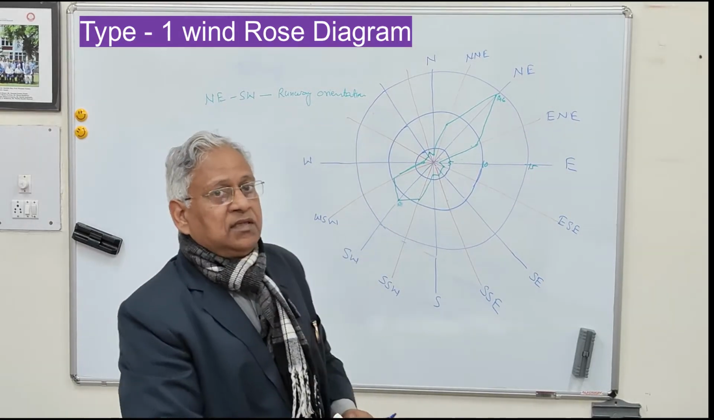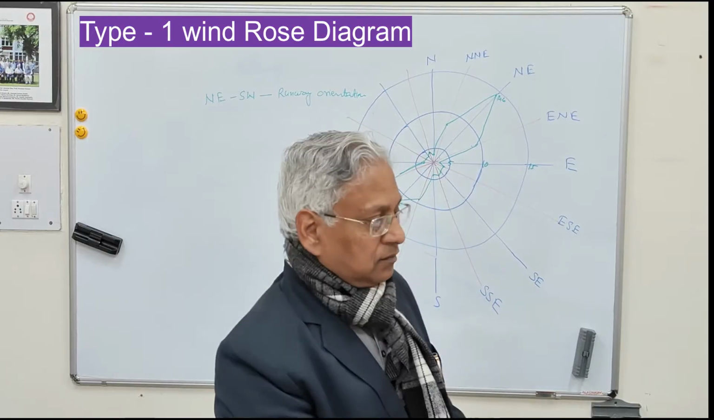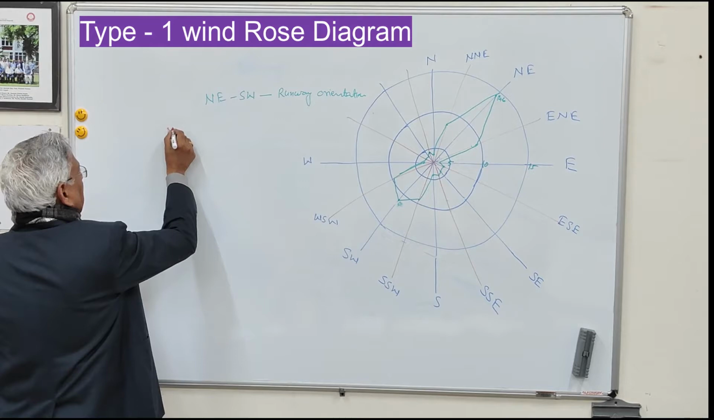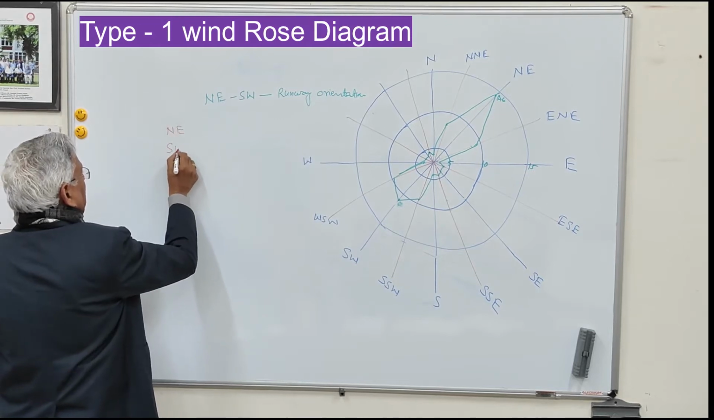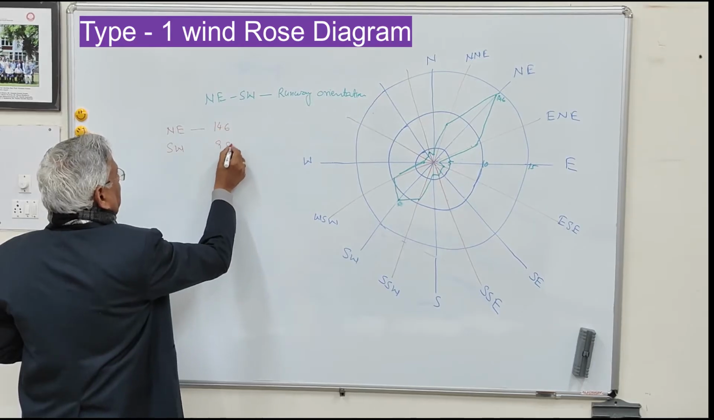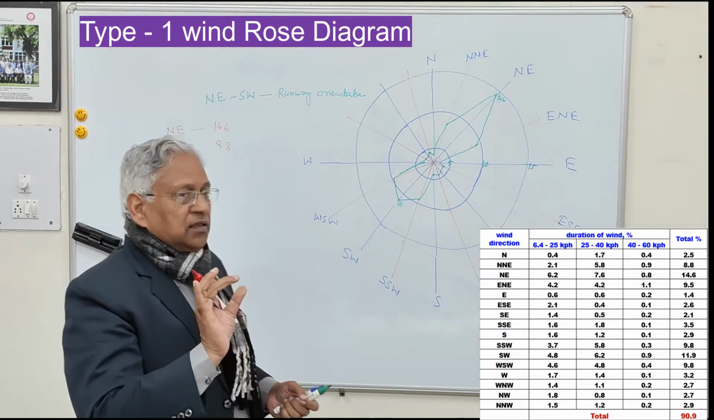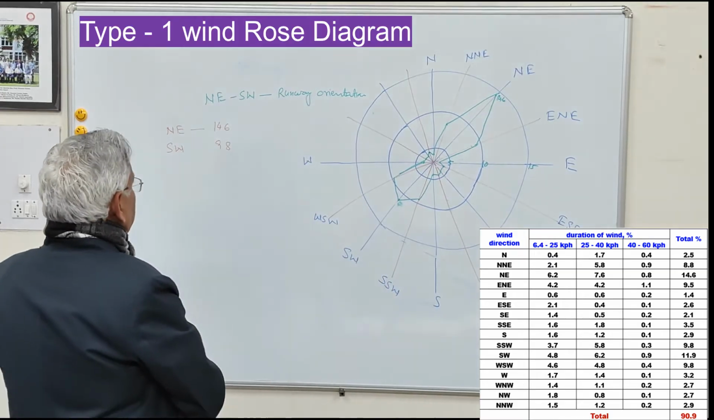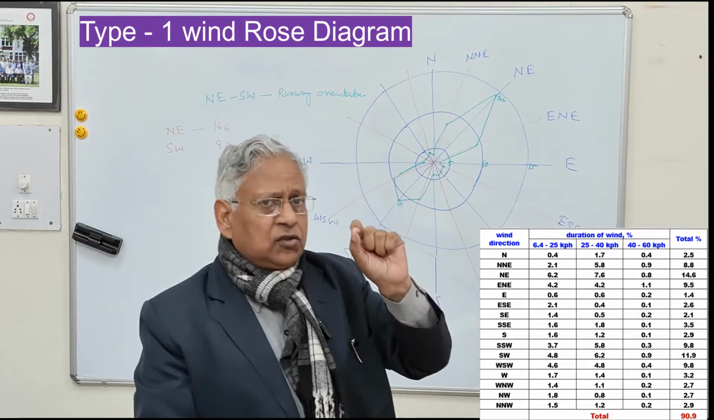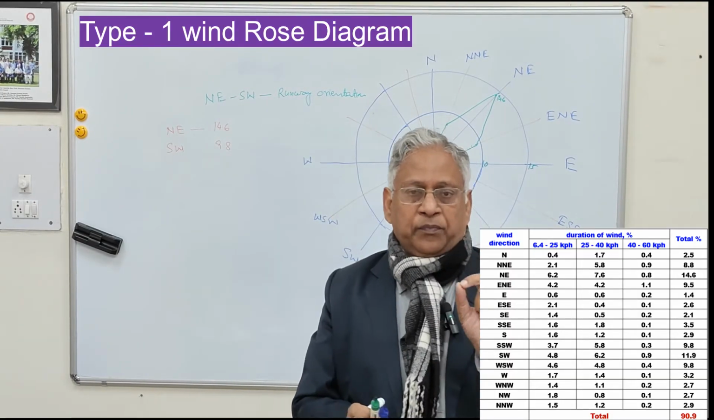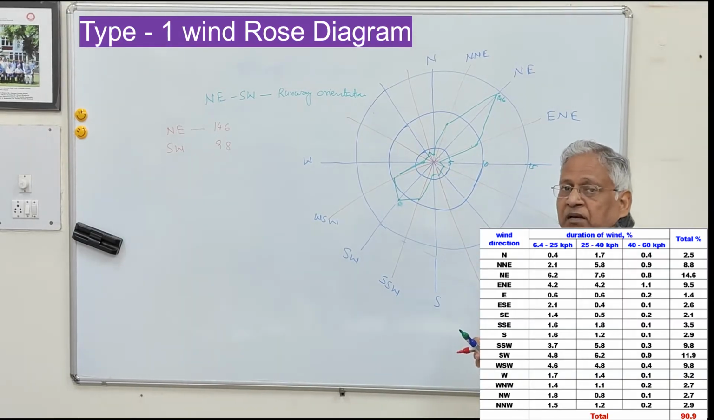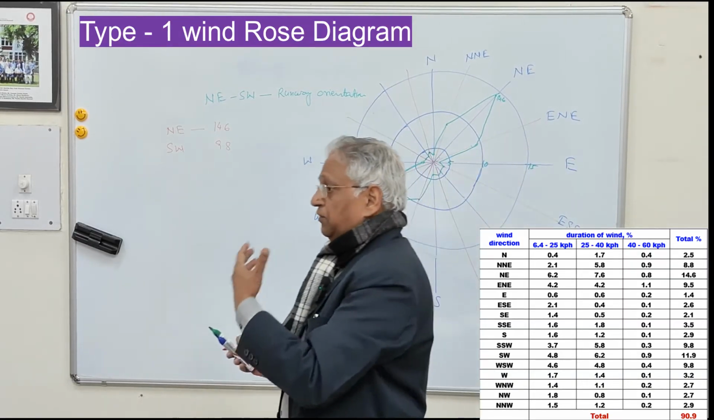Now let us see how much is the wind coverage on this orientation. So if you take the wind duration during northeast and southwest, it is 14.6, it is 9.8. This is the percentage of time, that is 24.4% of the time in a year the wind will truly blow from either the northeast side or from the southwest side. But this wind coverage is not sufficient.